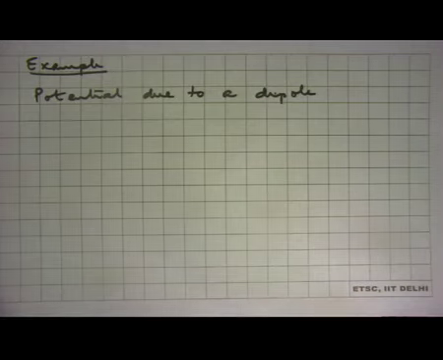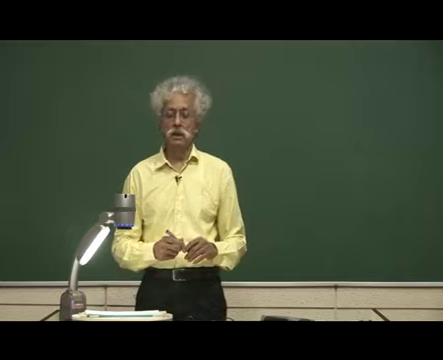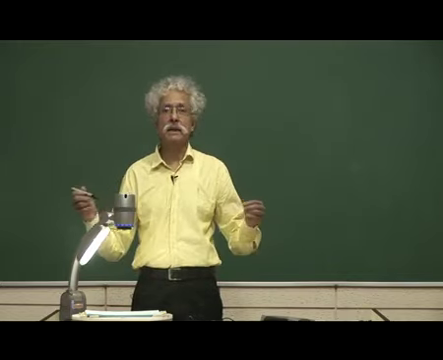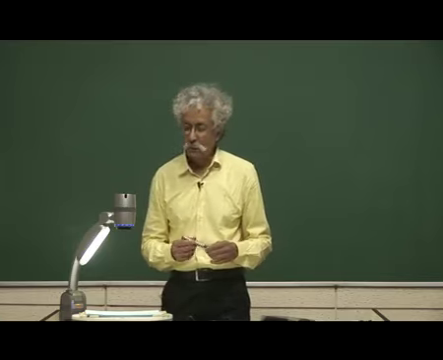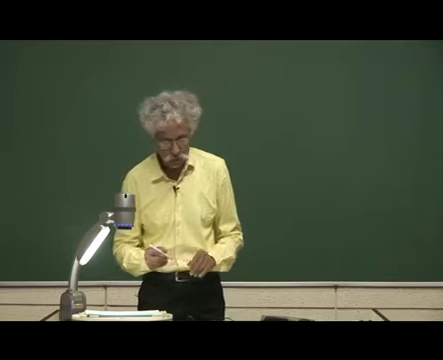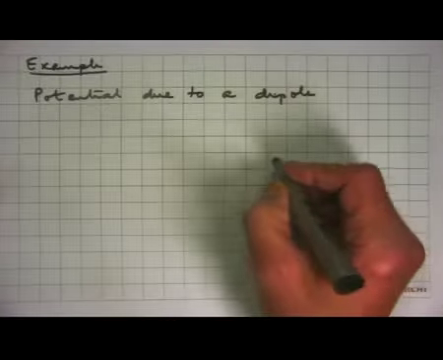Remember, in an earlier class we had discussed the electric field produced by a dipole. We had calculated the electric field along the axis and on the equatorial plane, and right now I want to calculate what is the potential of a dipole. So, let me draw the dipole here.